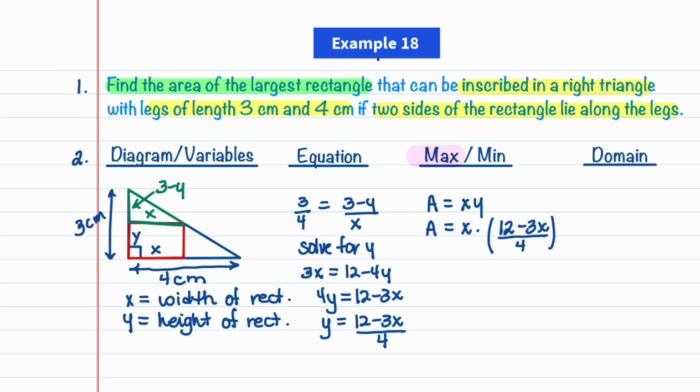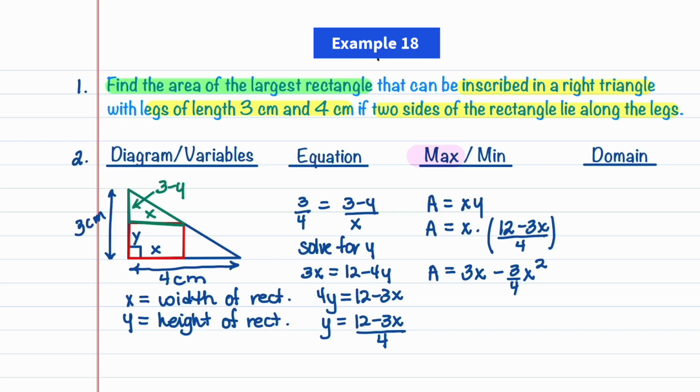What we're going to do in step 3 is to take the derivative of A so that we can find its critical values. And it makes it easier to take the derivative if we write A in the simplest form possible. So I'm going to rewrite this, and I'm going to say that A is equal to 12 over 4, which is 3. So we have 3x minus 3/4 x squared. Then we can take the derivative easily without having to use the product rule.